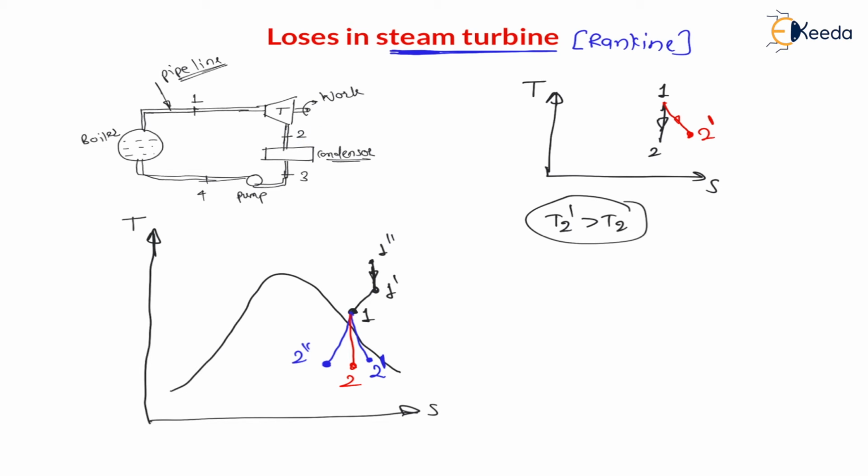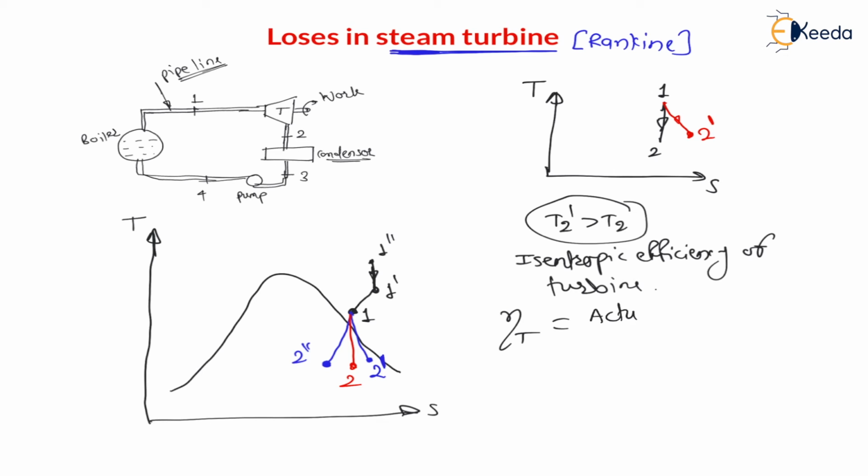Therefore there will be a concept of isentropic efficiency of turbine. Let us understand this isentropic efficiency of turbine. Efficiency of turbine is nothing but, see, in actual condition work produced by the turbine is less than in isentropic condition. Therefore it is actual work produced by the turbine divided by isentropic work produced by the turbine.